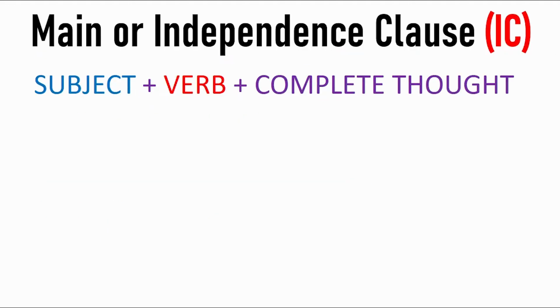So now let's come to the formula. What is a component of main or independent clause in English? First, you have to understand what IC means. IC means subject plus verb plus complete thought. So it is a combination of subject, verb, and complete thought.